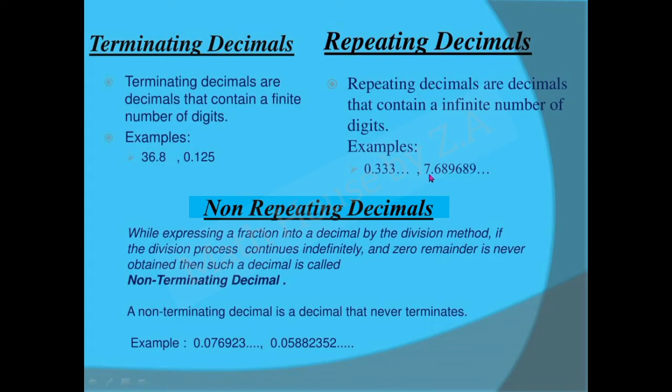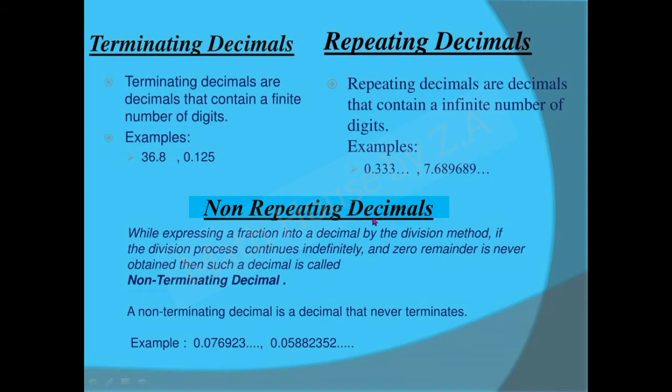And here you can see 7.689689. The repeated digits can be a single digit, or the repeated numbers can be in pairs or in triplets. You can see here 689, 689, and next it will give us 689 again. So these kinds of decimals are repeating decimals, or non-terminating decimals. A repeating decimal is a kind of non-terminating decimal.